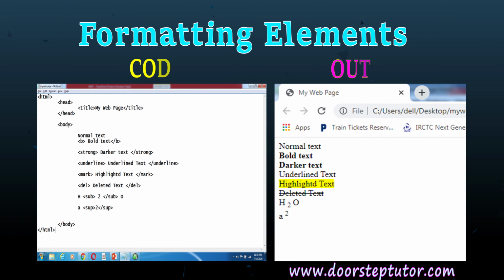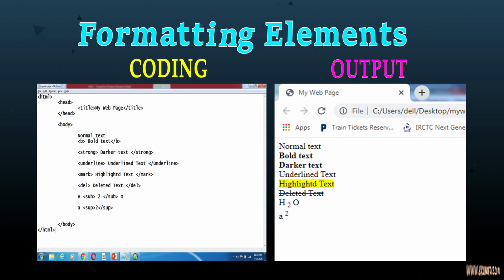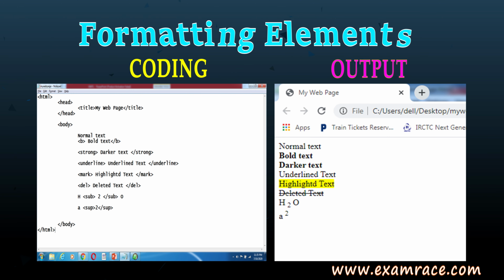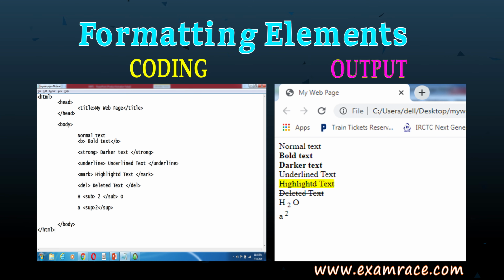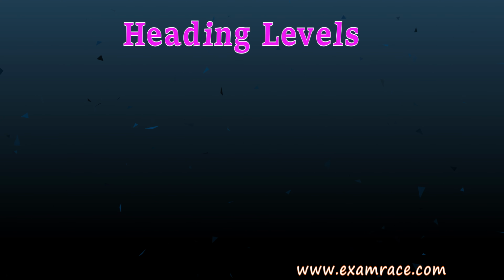It will be more clear with the help of output. So I have taken the output over here. You can simply check the code and simultaneously check the output for these lines like strong, underline text or mark or everything. So let's move to our next slide.